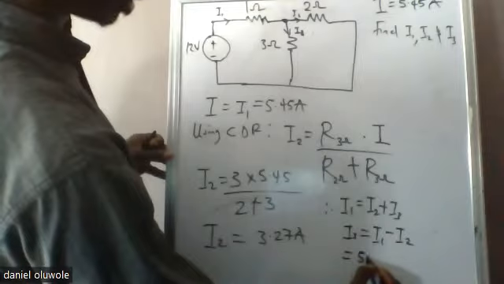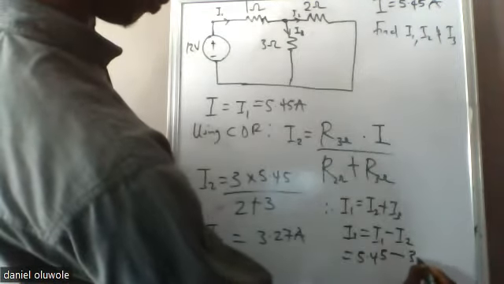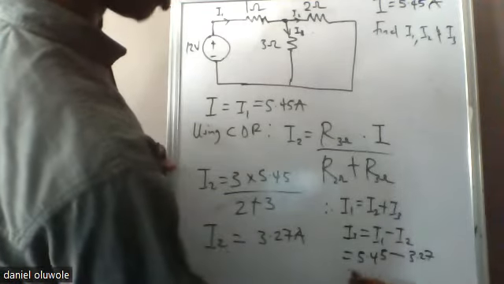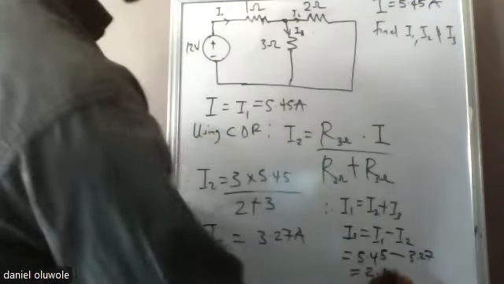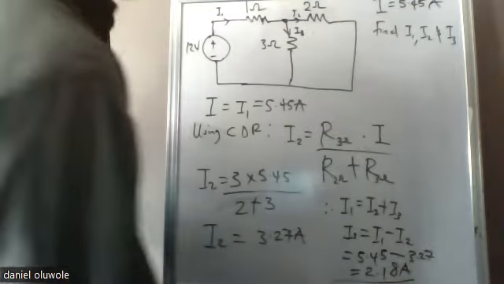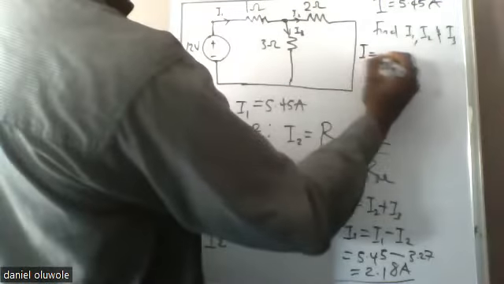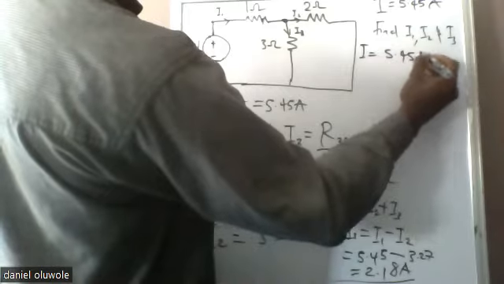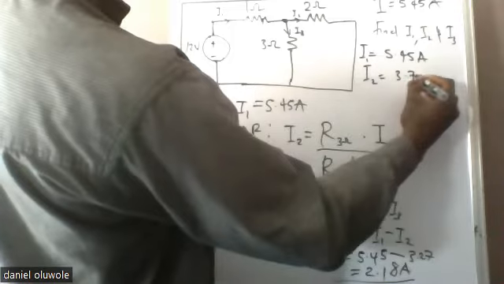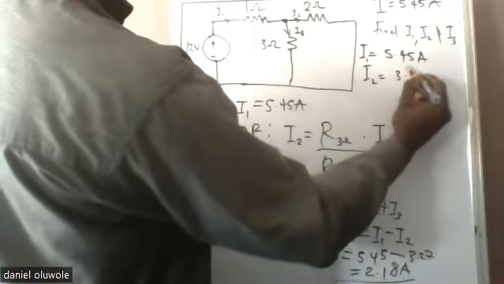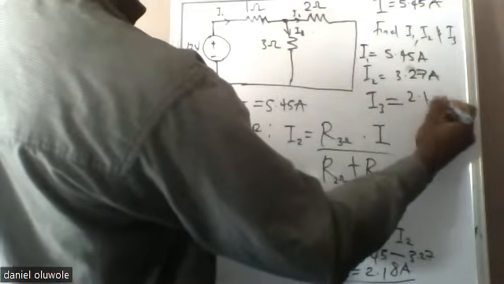And that will be 5.45 minus 3.27, which should give us something like 2.18 amps. Yes, 2.18 amps. So we've solved our question. I1 was equal to 5.45 amps, I2 gave us 3.27 amps, and I3 is equal to 2.18 amps.